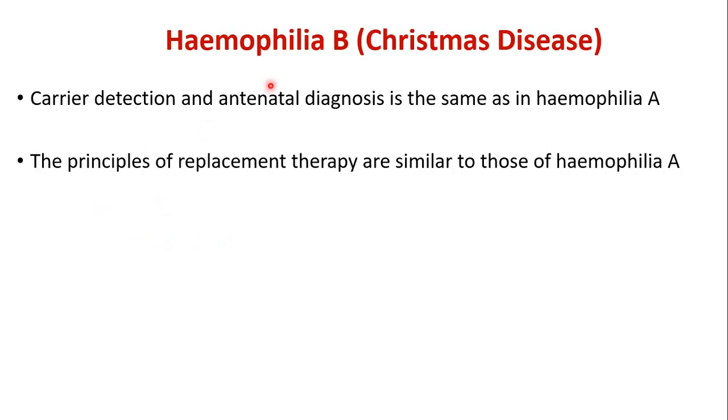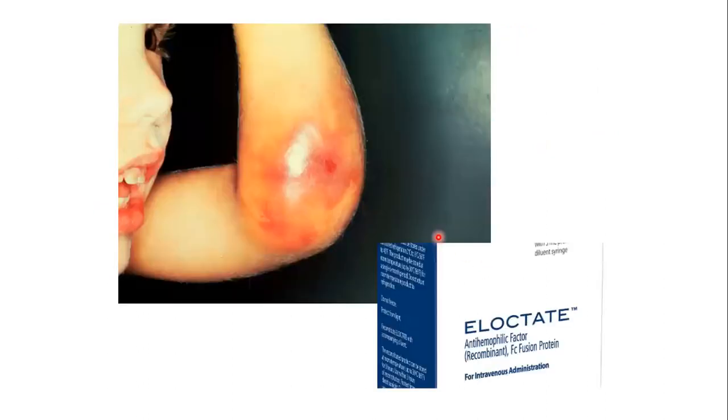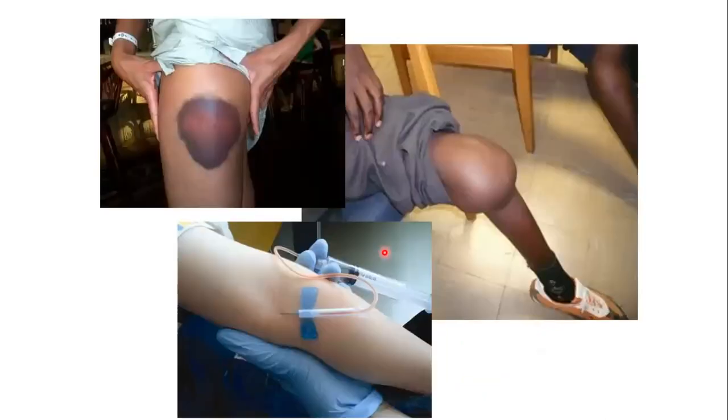Hemophilia B is also similar. Carrier detection and antenatal diagnosis are the same as hemophilia A. The principle of replacement is similar to hemophilia A. Something important is that bleeding episodes are treated with factor 9 concentrate. So here is a hemarthrosis of the joint. Sometimes we require anti-hemophilic factors, recombinant factor fusion protein treatment for these patients. You can see hemarthrosis, chronic and acute.